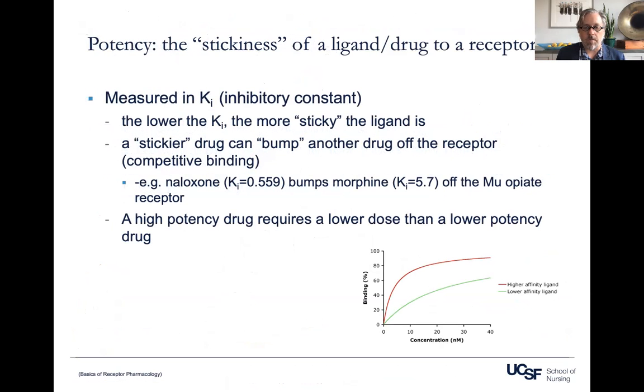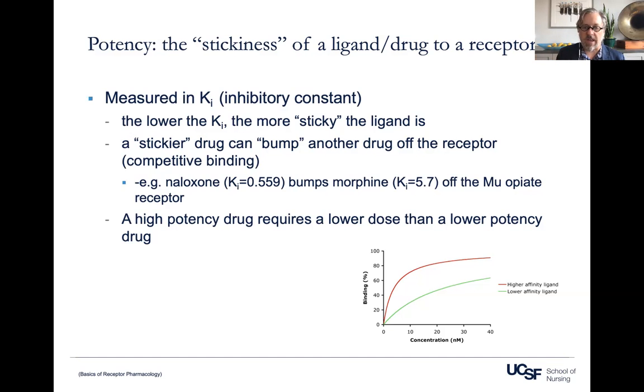Another concept, which is maybe even more important, is the inhibitory constant, or Ki, also called the dissociation constant. You'll see this in drug monographs. I'm going to have you do an assignment where you look that up. And the thing to understand is that the lower the number, the lower the Ki, the more sticky that drug is on that receptor. And a more sticky drug, that is one that has a lower Ki, is actually more attracted to that receptor than one with a higher Ki.